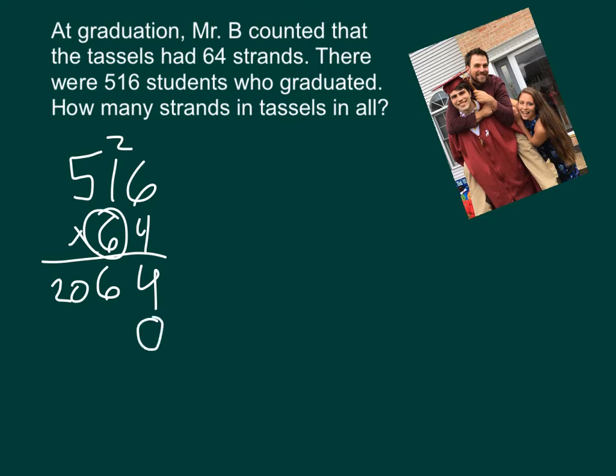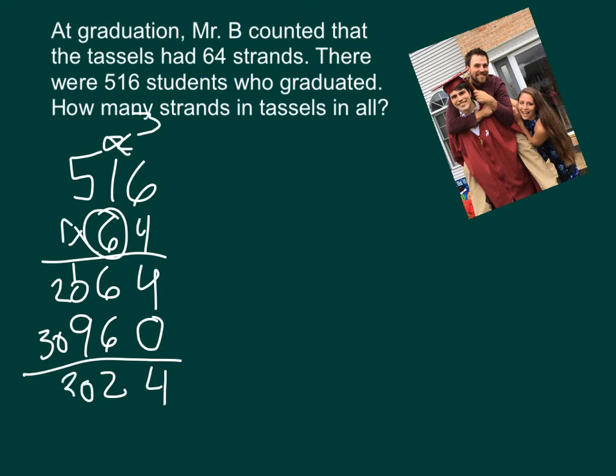So 6 times 6 is 36. Carry the 3. 6 times 1 is 6, plus 3 is 9. And then 6 times 5 is 30. Final step, let's add this up. 4, 12, 10, 3, 3. So there would be 33,024 strands on all those tassels. It's a lot of strands.